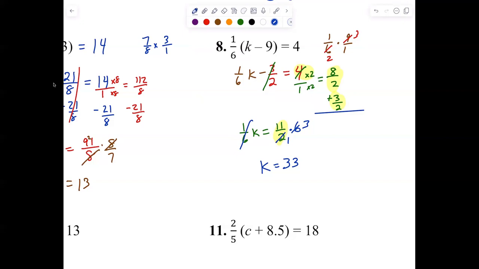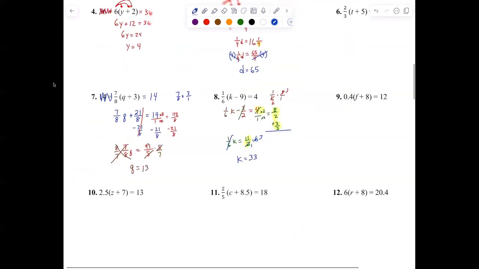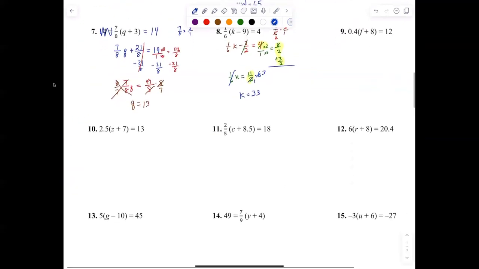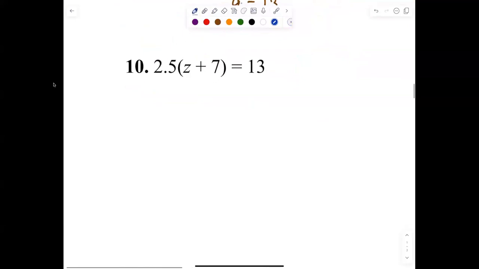Well, that's what you're looking at mine for. All right, number 10, here we go. So I think it's 2.5 Z. Good job. We're practicing decimals too.